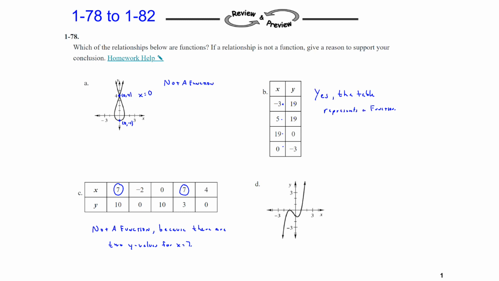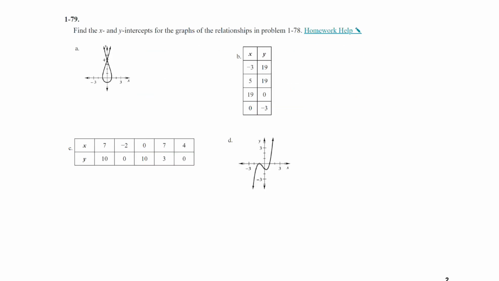And then part D, you have a graph. You're looking for, is there any x value where you might have two y values? And as you go along here, think about having another x value above or below that line, and it doesn't occur. So therefore, this would be a function. It doesn't appear that there is any x value going to multiple y values.